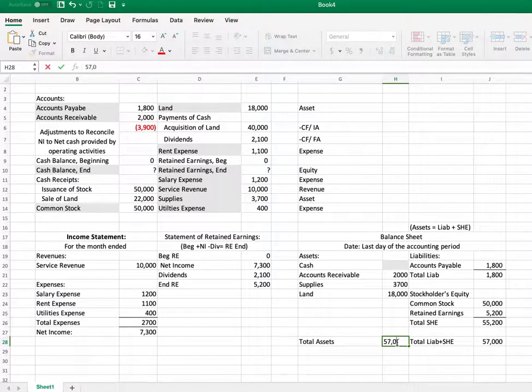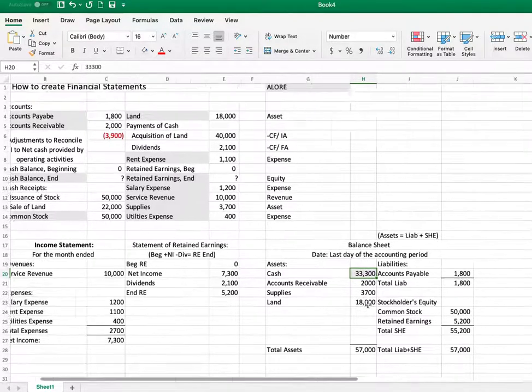So now I can plug in cash. Well, total assets is $57,000. And so we know that land is $18,000, supplies are $3,700, and accounts receivable $2,000. That means that our ending cash must be $33,300. In accounting, we just call that a plug, and that's when you've filled in the blank or found the missing piece of the puzzle.